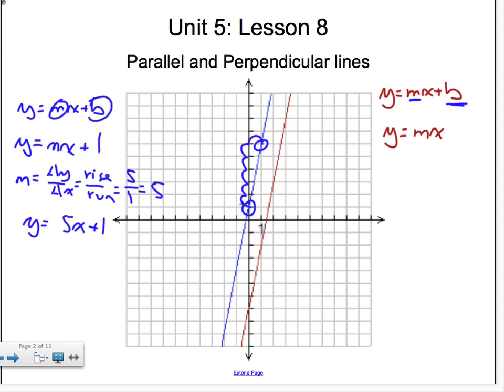No, we're on the red line. Look at the red line. I know I can't tell on your sheet. It's the one on the right. So where does it cross the y-axis on this one?